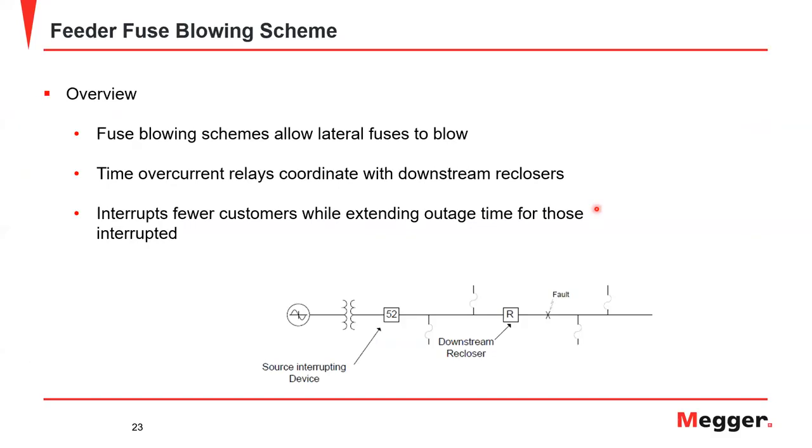Now we'll go into fuse blowing scheme. Fuse blowing scheme intends to give this fuse time to go ahead and blow. Time overcurrent coordinates with downline reclosers so that everything is protected. The intent here is to interrupt the fewest number of customers rather than a momentary outage that trips the whole feeder. A fuse blowing scheme says we're going to preserve all these customers, and these customers, just this small number, will be outaged for a longer period of time.